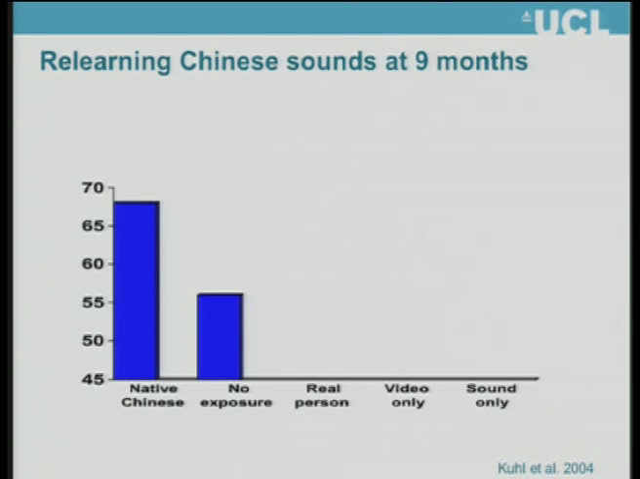Okay, so then we come to the data from the 3 training groups of babies. The group of American babies who had been trained with a real-life Chinese speaker improved. They relearned those Mandarin sounds, and they were performing at around the same level as a native Chinese baby. So they, in fact, completely relearned the ability to distinguish between the sounds that they had previously lost.